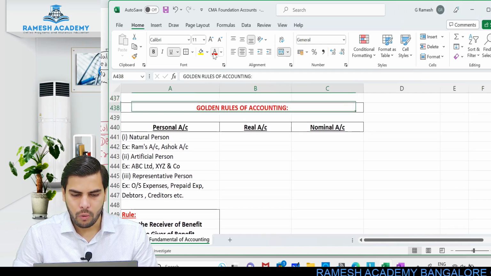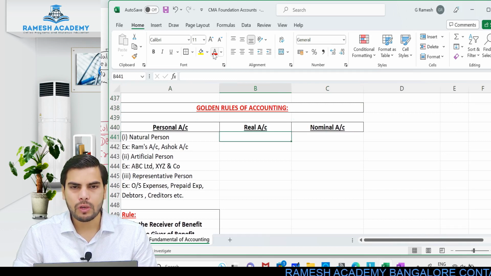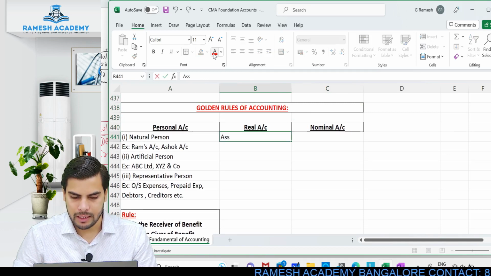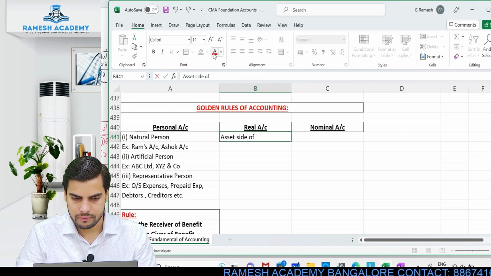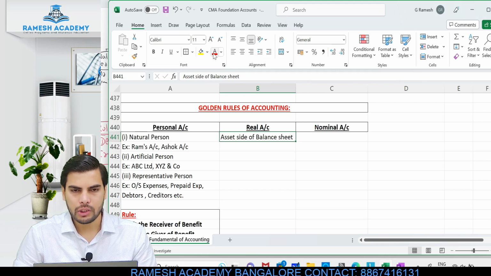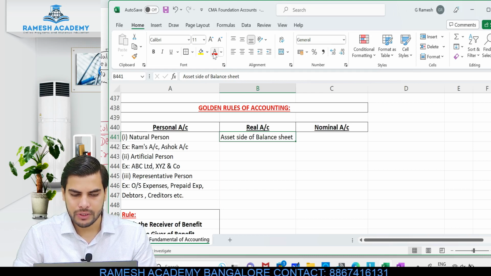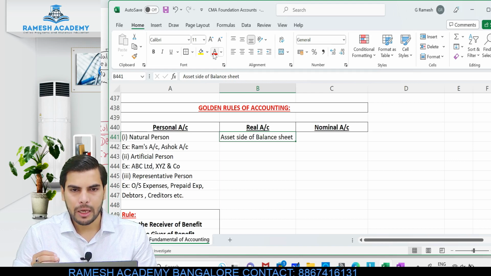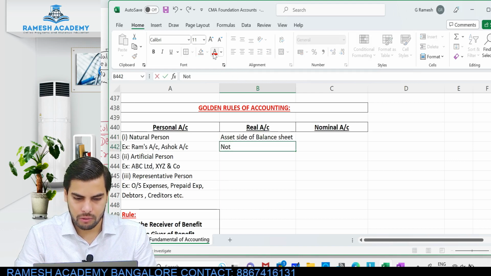Now, when it comes to real account, this will mainly focus on the asset side of the balance sheet. So it focuses mainly on the asset side of the balance sheet. Always remember, the majority of the assets would be classified as real account, but not all the assets. Try to remember this point. I'll just write the note over here.